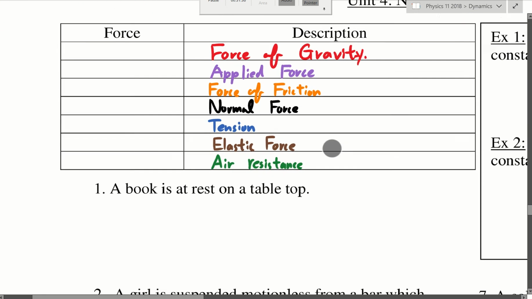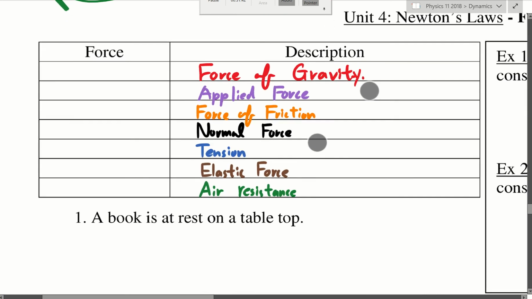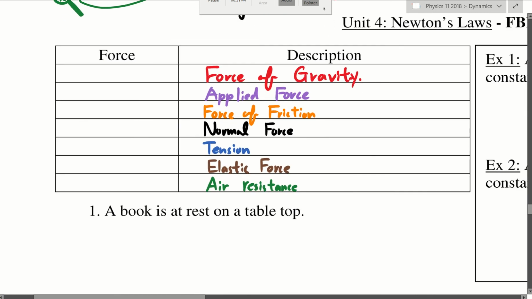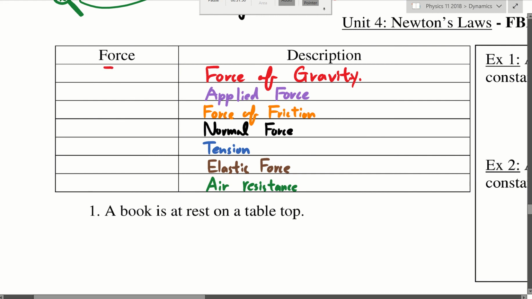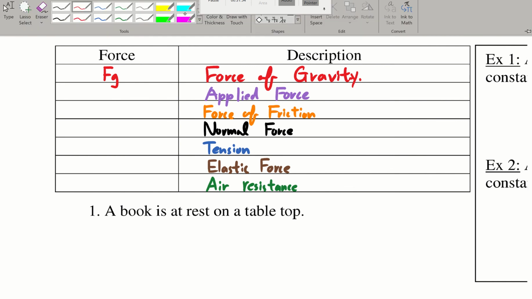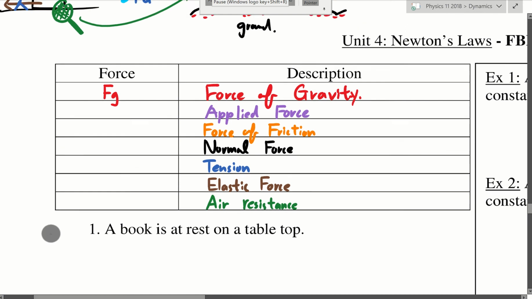Now, here are the forces that you are required to draw. Some of them will be picked up later on in part 2 of this. Some of them you already know. For example, force of gravity. The first one, force of gravity, you already know, so no surprise there, right? And then we have an applied force.